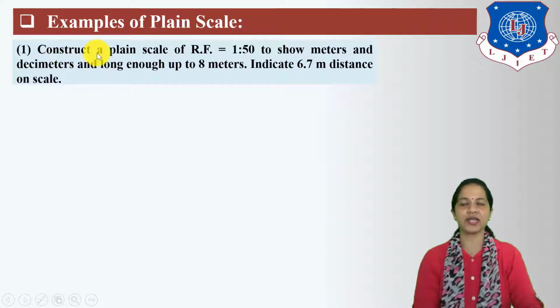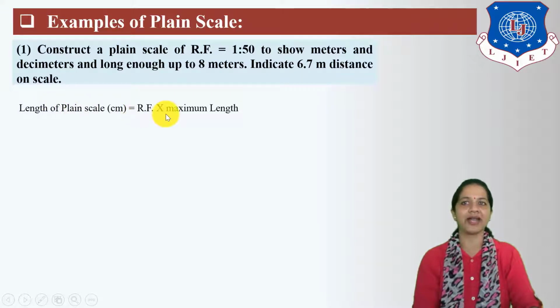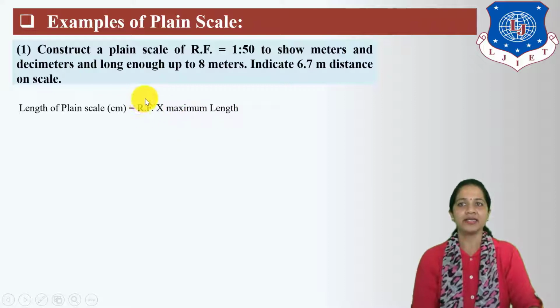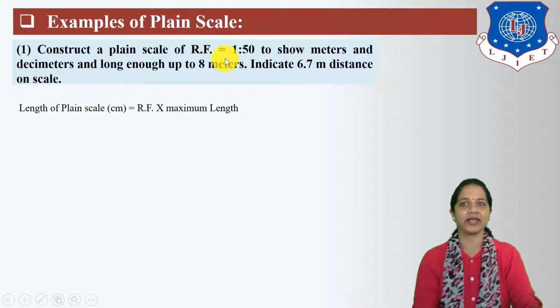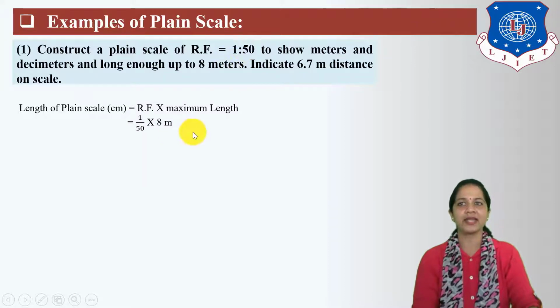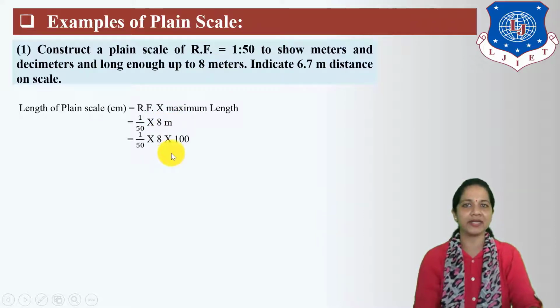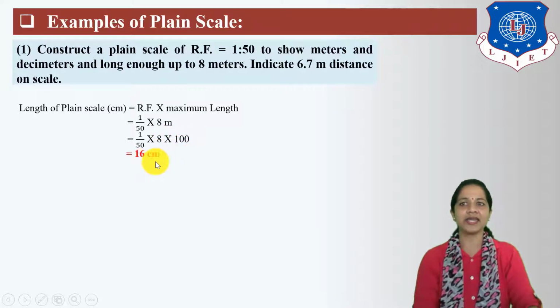Next, let us solve an example of plane scale. First example: construct a plane scale of RF 1:50 to show meters and decimeters and long enough up to 8 meters. Indicate a 6.7 meter distance on the scale. First we need to find the length of the plane scale in centimeter. The formula is length of plane scale equals RF into maximum length. The value of RF is 1/50 and the maximum length is 8 meter. Converting 8 meter into centimeter, multiply by 100. The answer is 16 centimeter.